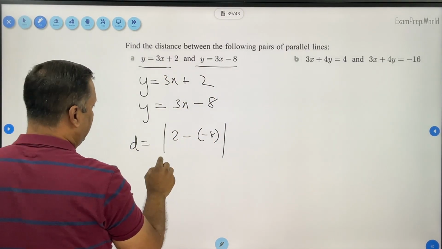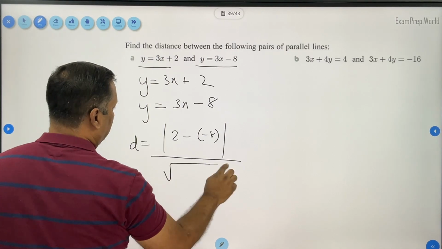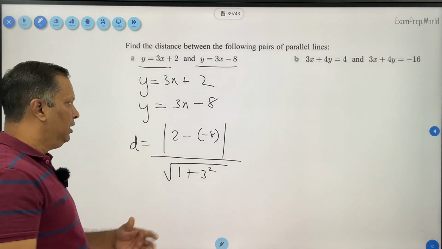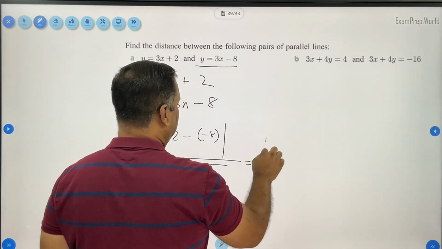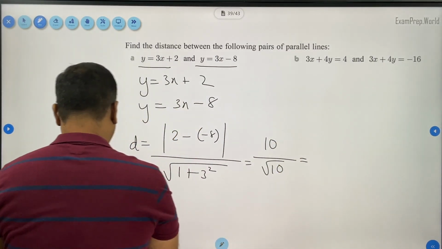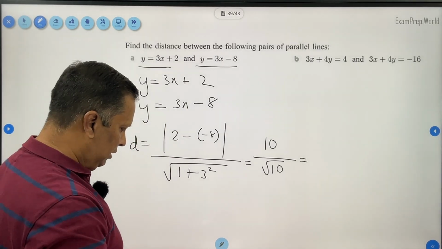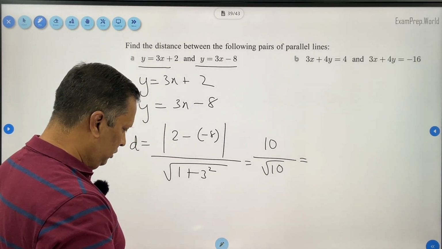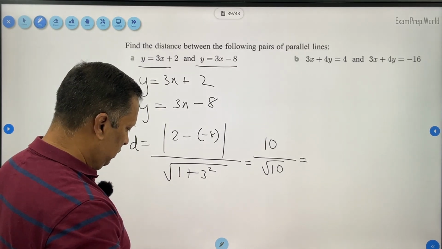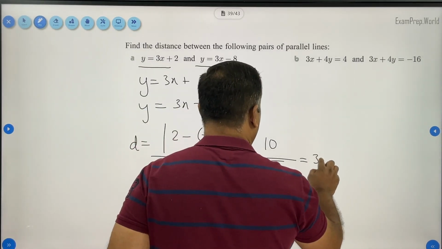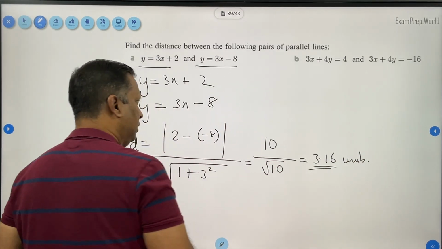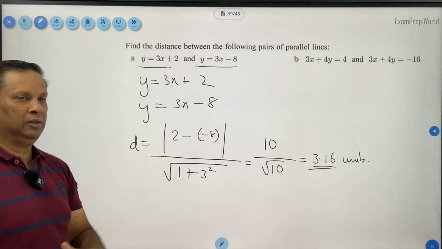Here also it is 10 by root of 1 plus 3 squared, that is, m squared. Directly apply it. The mod of 10 is just 10, so 10 divided by root 10. That's your distance. 10 divided by root 10 is root 10, which is 3.16 units. It was easy, a direct application of the formula.